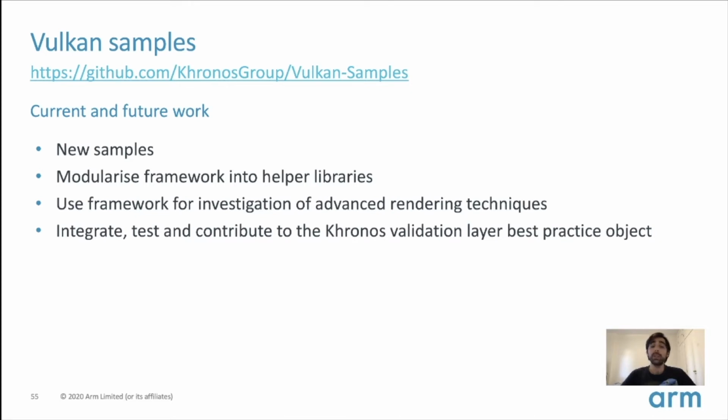And finally, we're also integrating the LunarG best practice layer from the validation layers. With this, what we want to do is make sure that all of the best practice recommendations from the samples are present in that layer. That's a layer that will automatically check if you're following the best practice. And we can also test it with the samples.